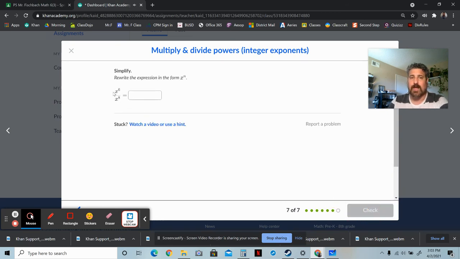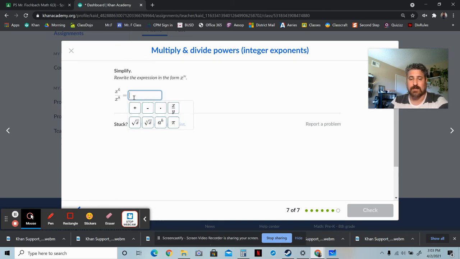Here we're dividing x to the 6th divided by x to the 8th. When you're dividing two powers that have the same base, you subtract the exponents. So in this case, it's going to be x to the 6th minus 8, which is x to the negative 2. So you're going to write x to the negative 2 as your answer. What is it the same as?